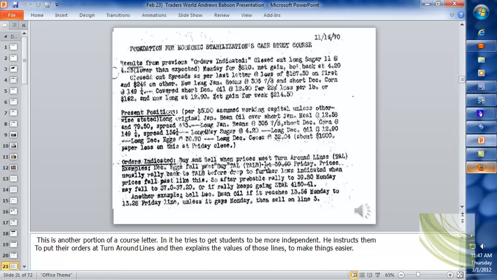This one's a little more complex. This one talks about turnaround lines. And if eggs fall to this turnaround line at this value here, you buy. And he talks about turnaround lines where you buy and sell. So these are a way of doing it with a reversal type style.